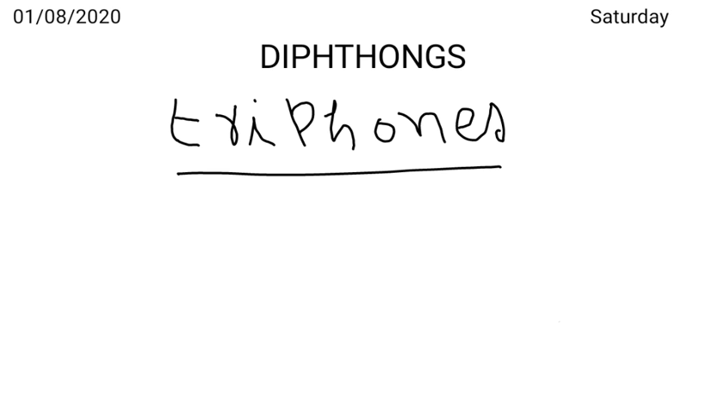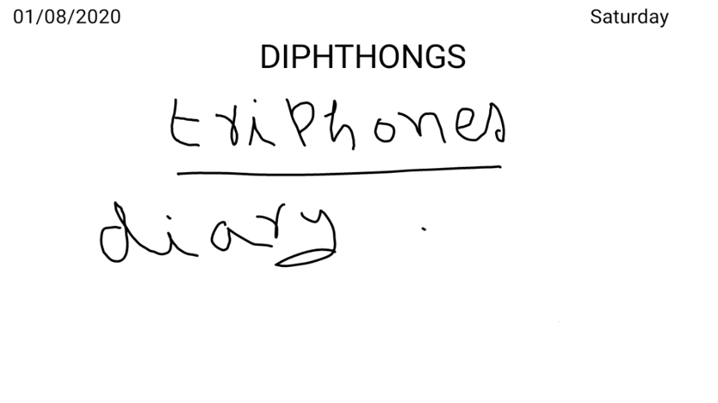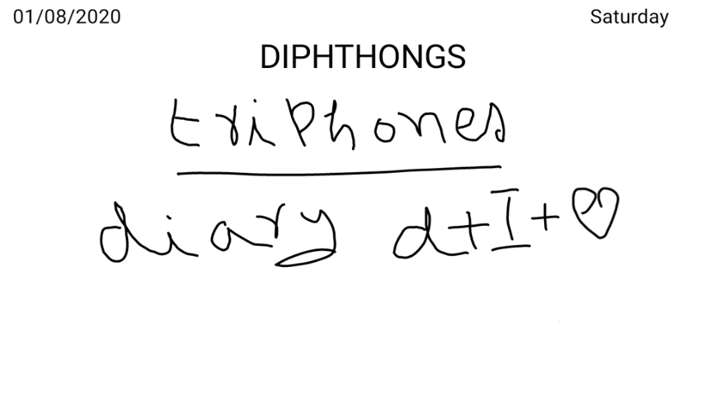For example, diary, D-I-A-R-Y, diary. Here the sound is D plus I plus R plus E, diary. Here the word is ending with R. After R there is a vowel, so we have to write upward R. Now after D, I diphthong is there.